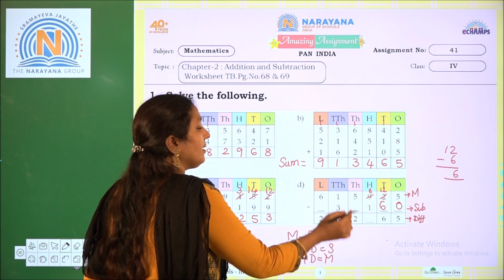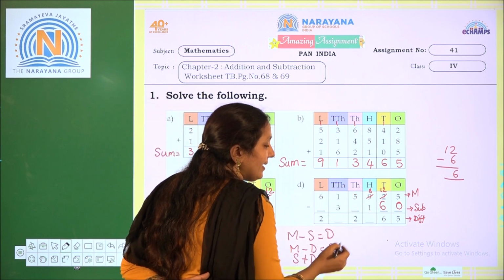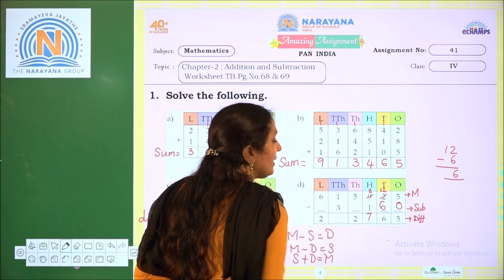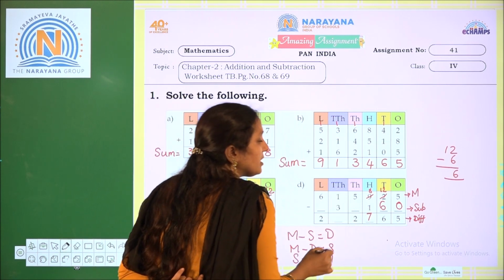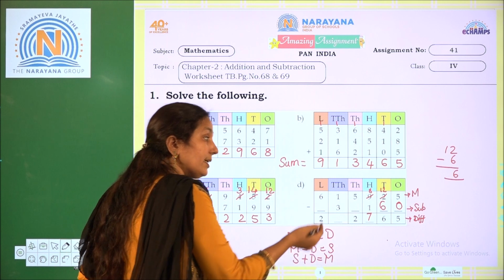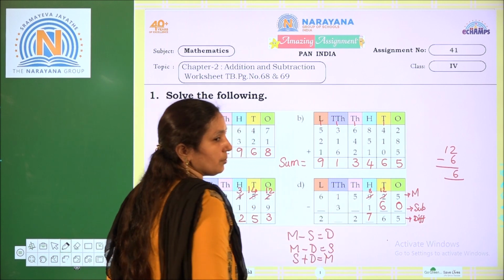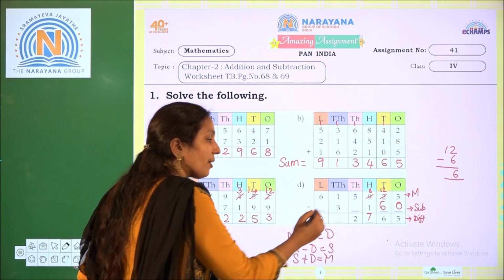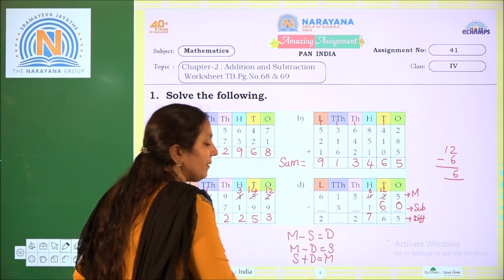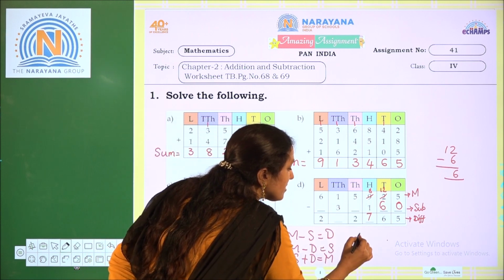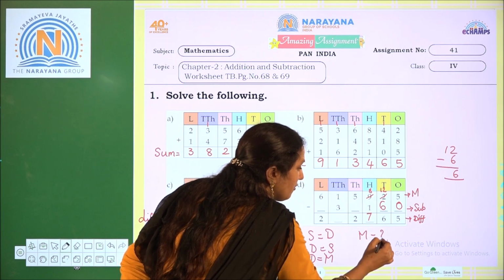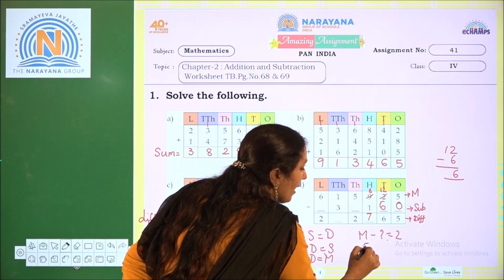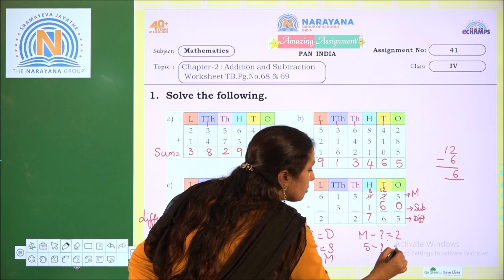Okay. Now here 8 minus 1 is 7. The missing number is 7. So you have to find this missing number. How much do you subtract from 5 to get 2? So already 5 is the minuend, and how much you have to subtract to get 2? Means 5 minus something equals 2.